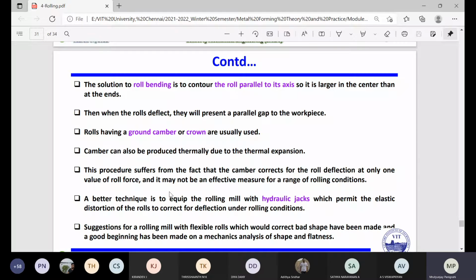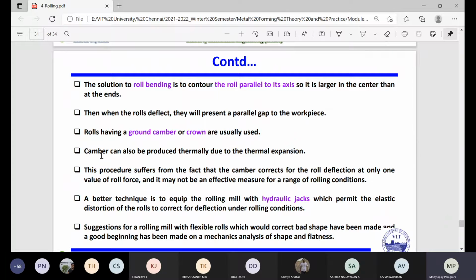And this procedure suffers from the fact that the camber corrects for the roll deflection at only one value of roll force, and it may not be an effective measure for a range of rolling conditions. So that's why this one is also not good, because if you create the camber by thermal expansion, maybe after some time it will decrease again, right? So that place will again be vacant. So this is also not a good solution.